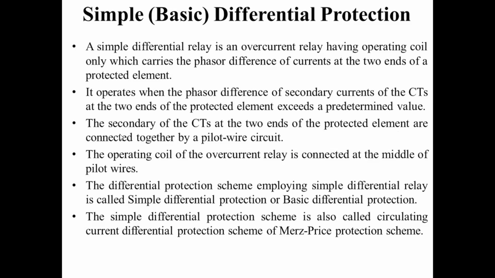The secondary of the CTs at the two ends of the protected element are connected together by a pilot wire circuit. The operating coil of the overcurrent relay is connected to the middle of the pilot wire. The differential protection scheme employing a simple differential relay is called simple or basic differential protection. It is also called a circulating current differential protection scheme or Merz-Price protection system.